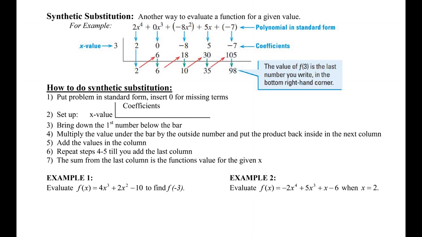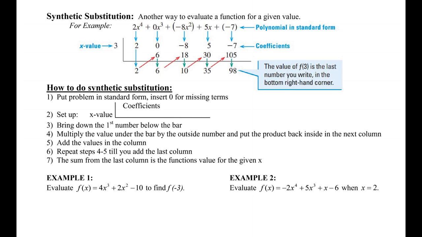Then you're going to set up your function, so you have the bar here. You're going to have your coefficients in the top of that space, like you see above, and your x value out on the side. You're then going to bring down the first number below the bar and multiply that number by the number on the outside and put it back inside in the next column. Then you're going to add those values together. So 0 plus 6 gives me 6.